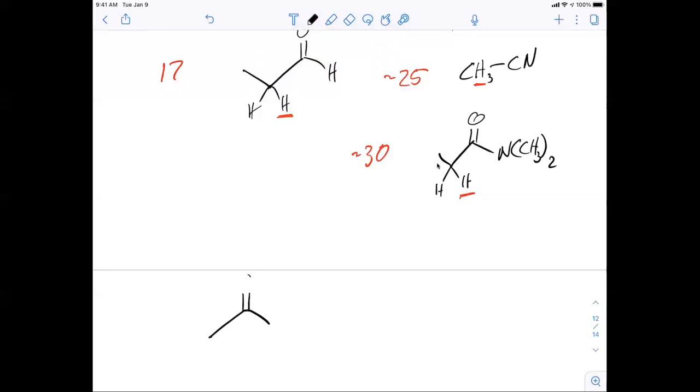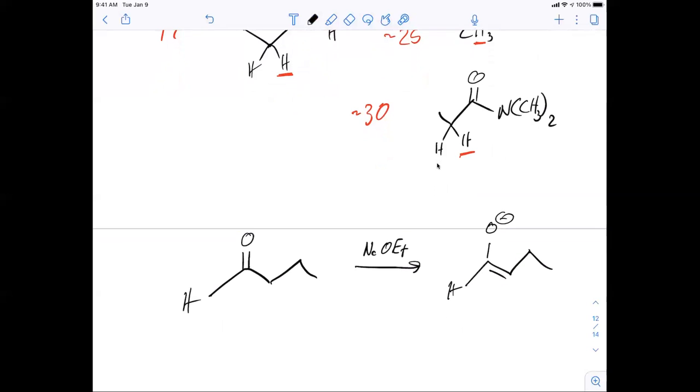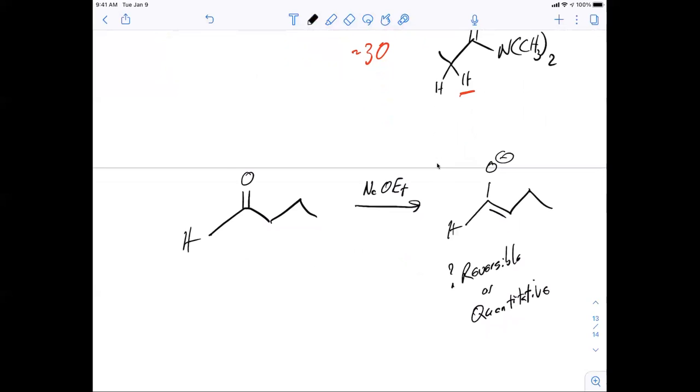So if I took this aldehyde and I reacted it with sodium ethoxide to form this enolate, the question is, is this going to be reversible, or is it going to be quantitative? Do you understand the phrase quantitative?